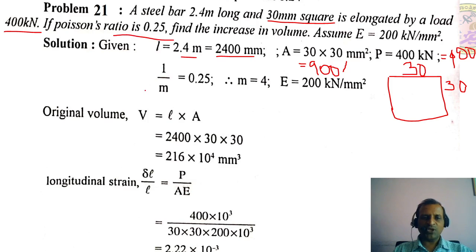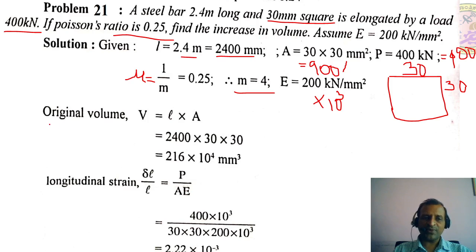1 by m is 0.25. Poisson's ratio is also represented by mu. Mu is equal to 1 by m is equal to 0.25. So now m is calculated now. With this 1 by m is 0.25, so m is equal to 4. So E is 200 kilonewton per mm square. So it means 200 into 10 to power of 3 Newton per mm square. Right? So what he is asking is find the increase in the volume.